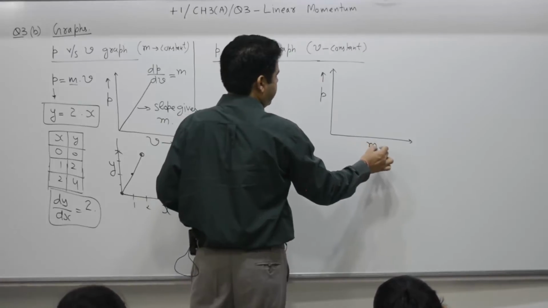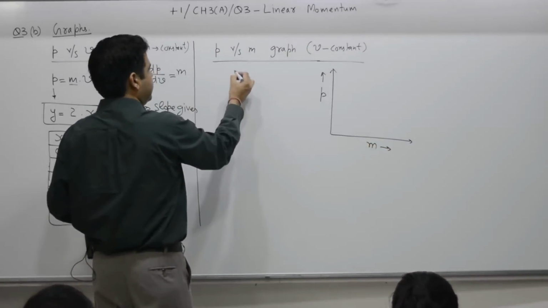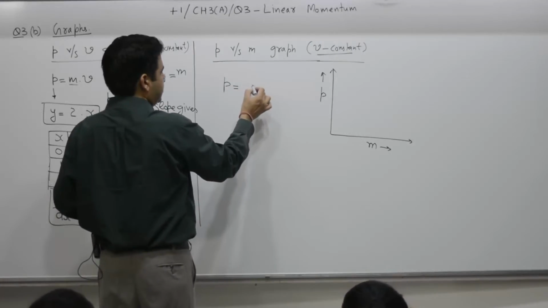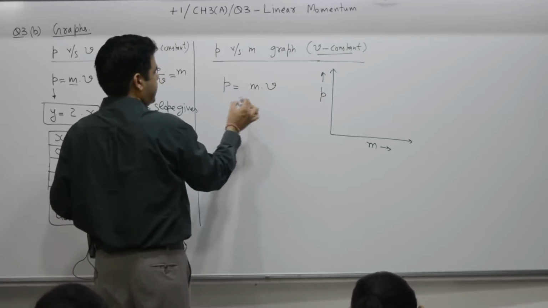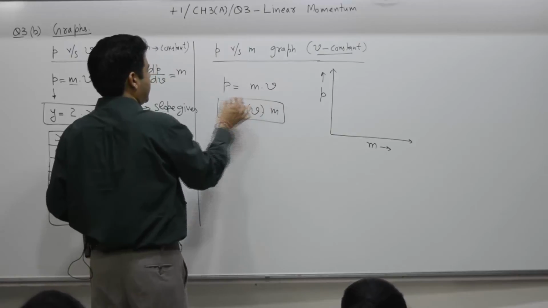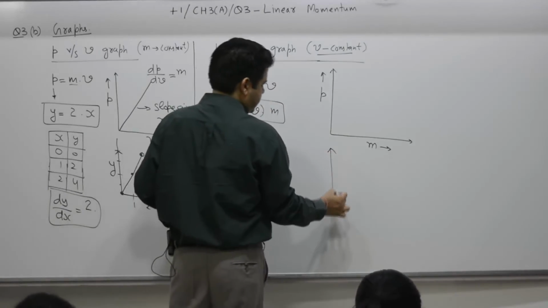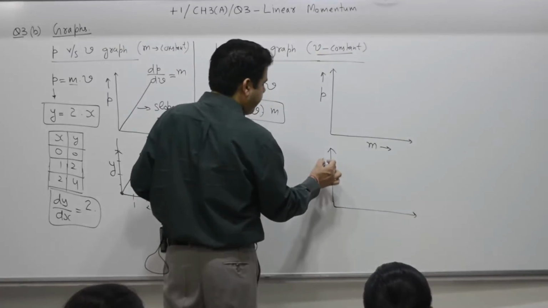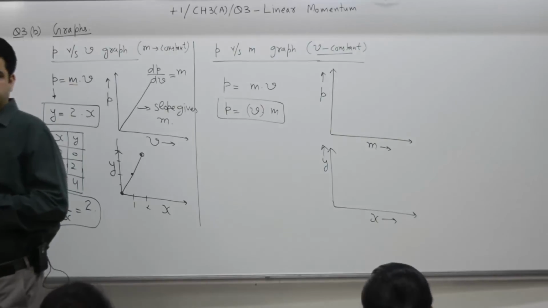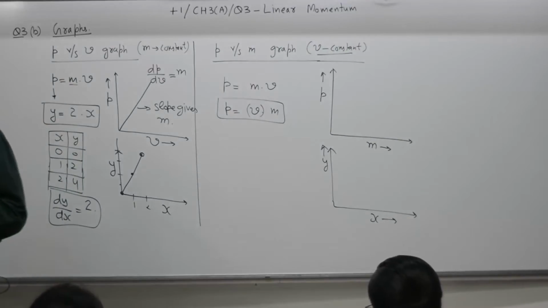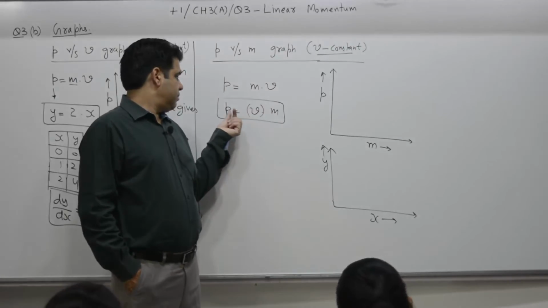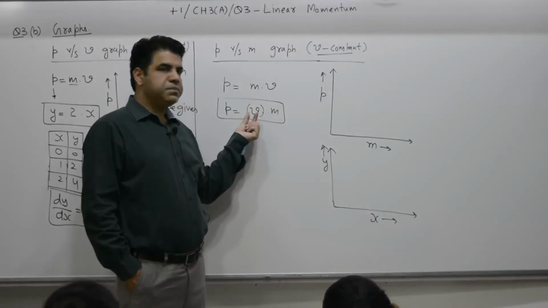PM graph. P as a function of M, when V is a constant. Formula: P is equal to MV, P is equal to VM. This is constant. Try. Procedure: y-x. Question is the PM graph when the speed of an object is constant.